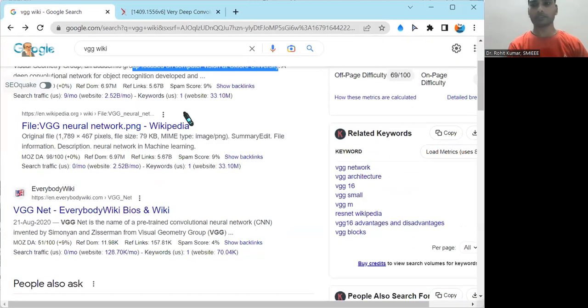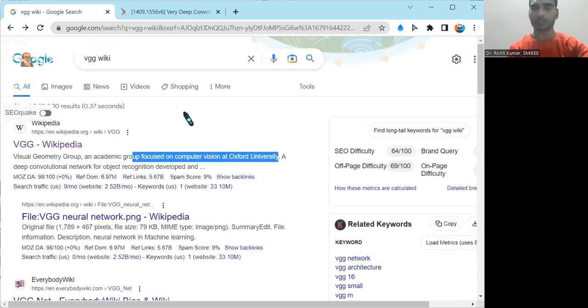Usually every group starts with the same sort of interested people, and they form the group to have a focused study on a particular concept, and that's why academic groups usually get formed. In a similar way at Oxford, they formed this group, and the acronym VGG came up.